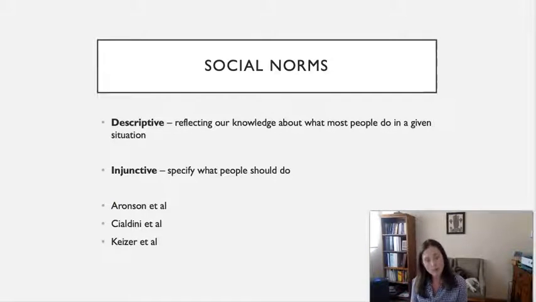Social norms can be descriptive or injunctive. If they're descriptive, it reflects our knowledge about what most people do in a given situation. If it's injunctive, it specifies what you should do, often with explicit instructions or directives, things like signs. Descriptive is a little more implicit, not explicit. An injunctive one would be a sign saying don't walk on the grass. Descriptive is you just know people don't tend to walk on the grass here, but there's no sign about it.